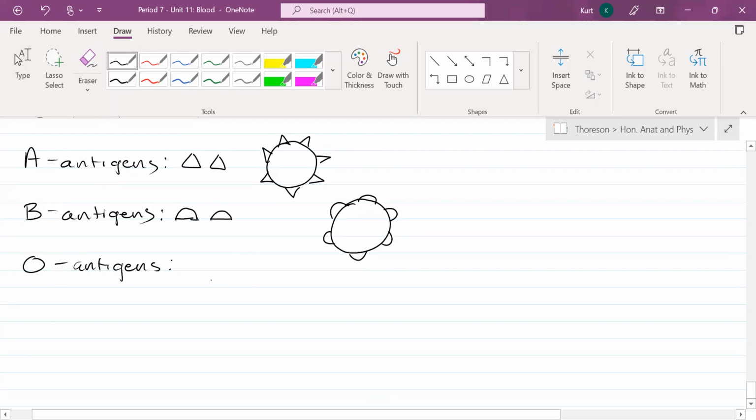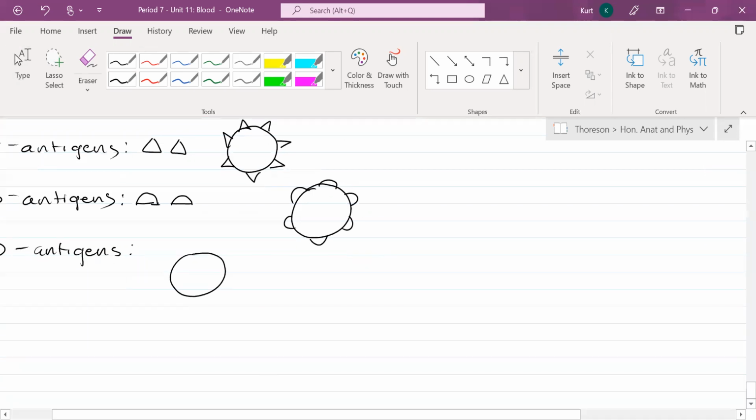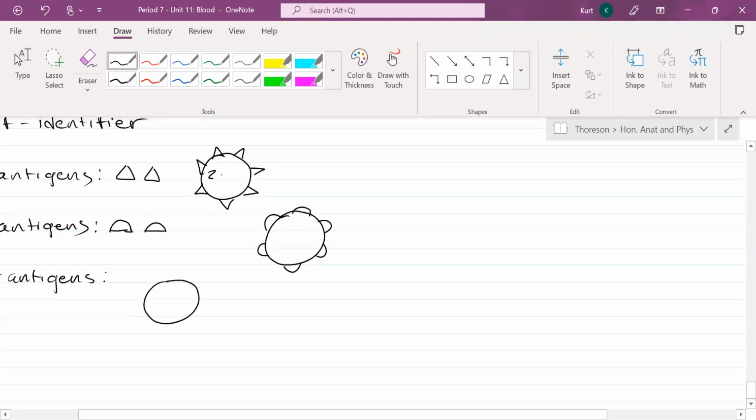Now for the O antigens, trick question. There are none. O is actually 0. There are no antigens. So it's basically antigen-less. Therefore, his or her immune system will be targeting anything that does have antigens, okay? So just based on this so far, let's say that this is Zoe, and let's say this is Lauren, and let's say this is Mason.